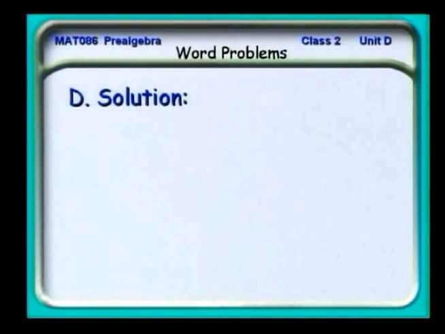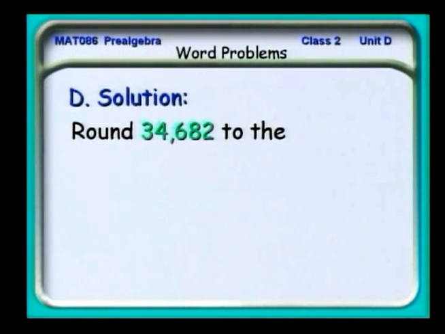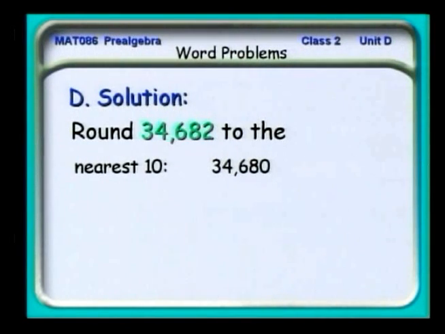Let's round that number to each possible decimal place. Let's round it first to the nearest 10. So I would put my finger on the 8 and look to the 2 at the right. That's less than a 5, so I would round that down, and the rounded down value would be 34,680. Next, I put my finger on the 6 in the hundreds place, look to the right, I see an 8, so I change the 6 to a 7, put zeros in after that.